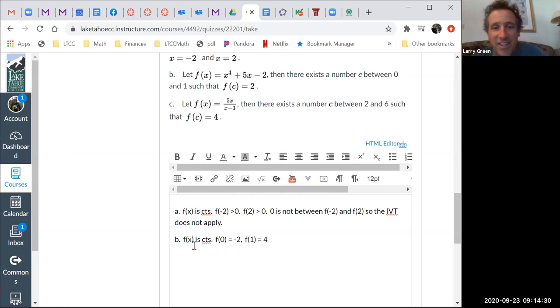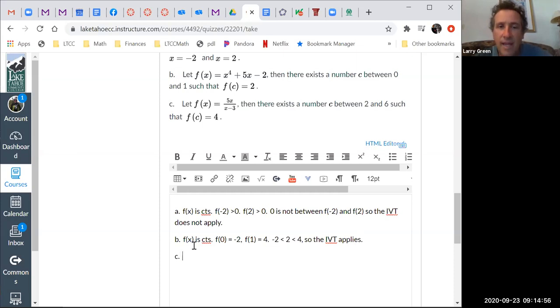All right, is 2 between negative 2 and 4? Sure. So the intermediate value theorem applies. Any questions on part B?